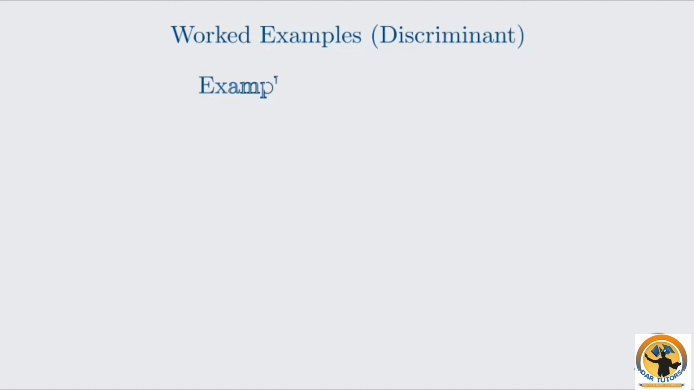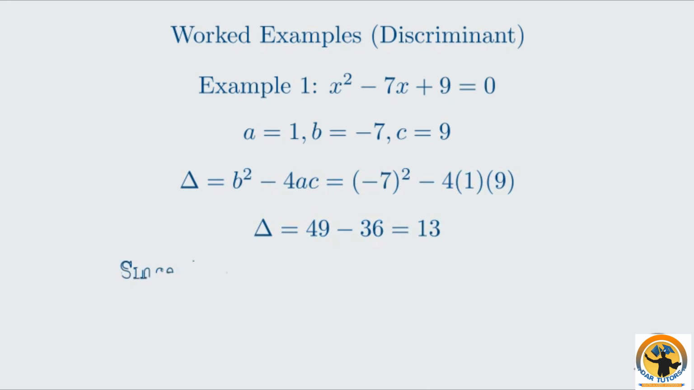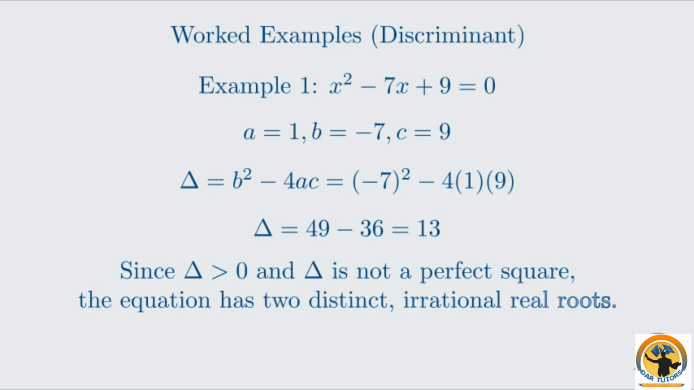Consider the equation x squared minus 7x plus 9 equals 0. Here a equals 1, b equals negative 7, and c equals 9. The discriminant is b squared minus 4ac, which is negative 7 squared minus 4 times 1 times 9. This simplifies to 49 minus 36, which equals 13. The discriminant 13 is greater than 0, and it is not a perfect square. Therefore, this equation has 2 distinct irrational real roots.